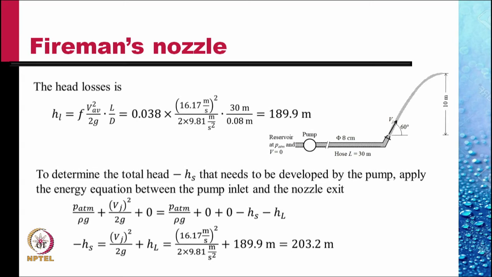So, if we can reduce the velocity through the pipe, but the velocity at the jet must still remain the same, 16.17 meters per second, if we have to reach a height of 10 meters. So, how do you reduce the velocity through the hose while keeping the jet velocity constant? By using a reduction nozzle at the pipe.